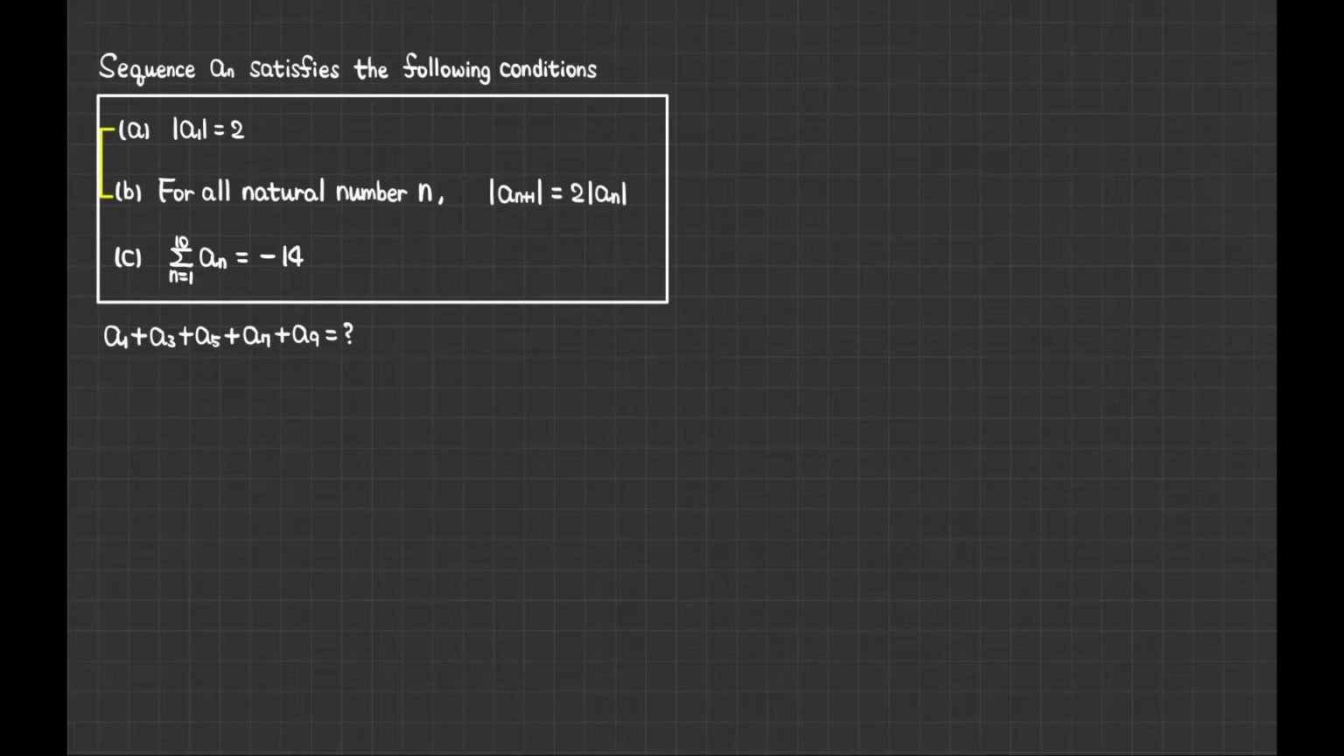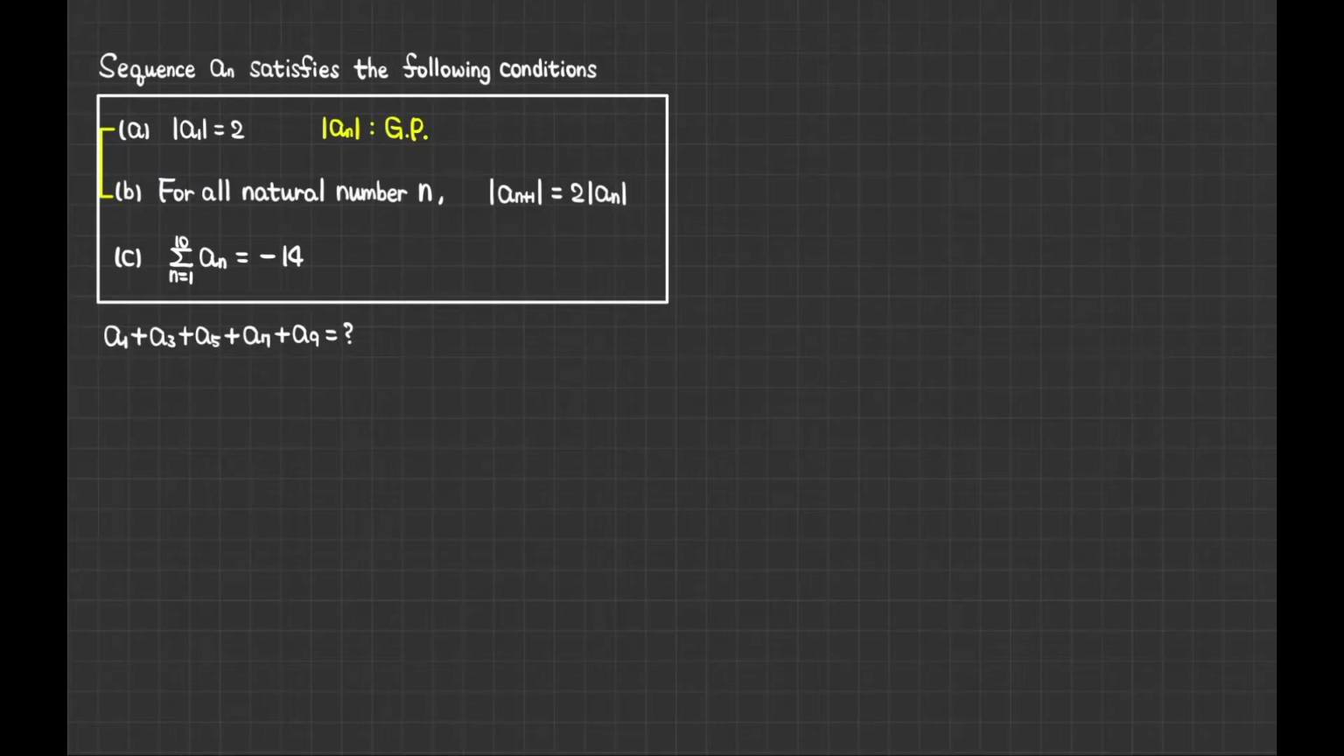for abs of an. So the initial term was 2, and in order to go to the next term, you need to multiply by 2 for each term, which means the absolute value of an itself is a geometric progression, okay? So it's like 2, 4, 8, 16, 32, keep going on.